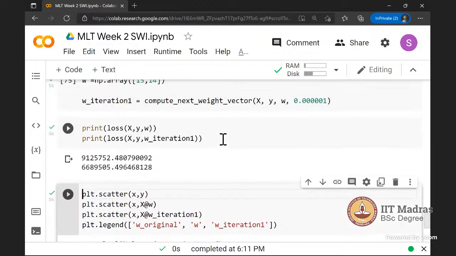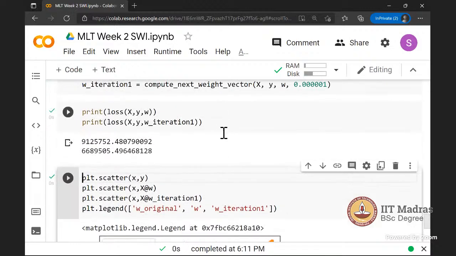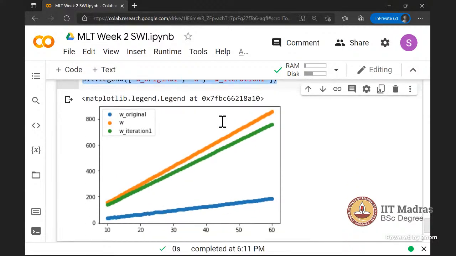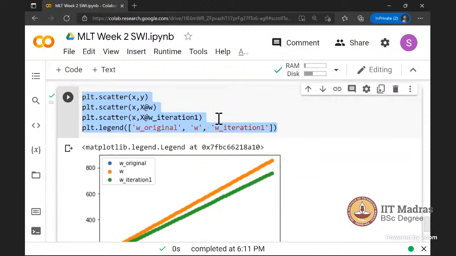Okay, so any questions? This is something that you can also try and see on your own. This is going to give you a lot of confidence that actually this method works by creating this from scratch.